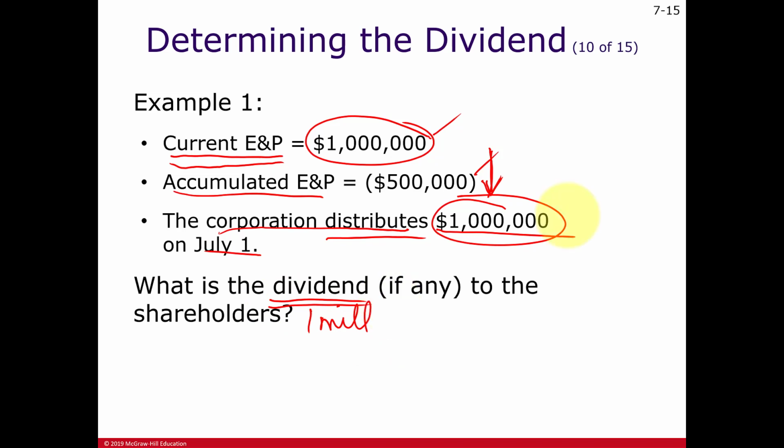Now, if you had paid more than $1,000,000, the excess would be recovery of the cost basis, because again, you only have this amount of earnings and profits. Anything in excess of the cost basis, capital gain.